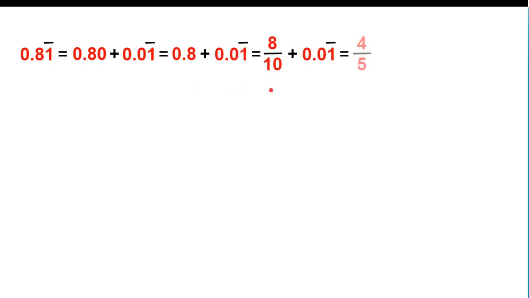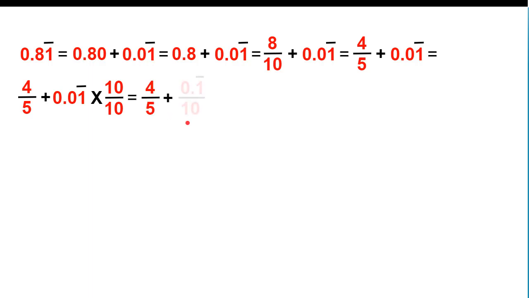Let's see another example. 0.81, and only the 1 is recurring. 0.80, I think you got the point by now, but I'll show this example anyway. 0.8 is 8 over 10. 8 over 10 is actually 4 over 5. You divide the 8 by 2 and the 10 by 2, you get 4 over 5. And this equals 4 over 5. And again, we do the trick of multiplying it by 10 and dividing it by 10.